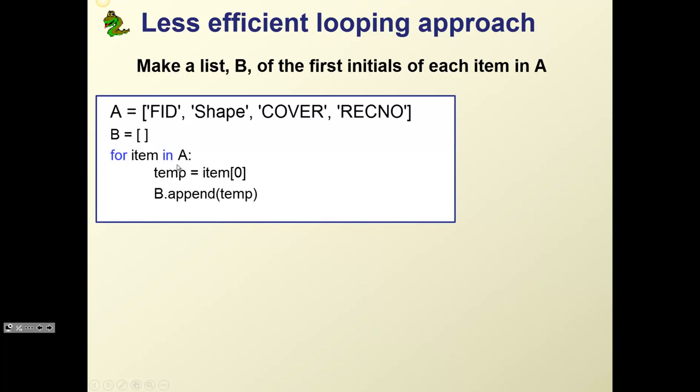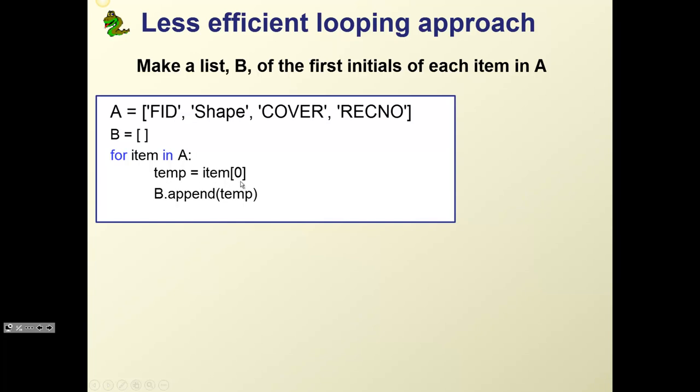In this loop, I'm saying for item in A, so A is going to have FID, then shape, then cover, and recno. Item is going to become FID, shape, cover, and recno. It's going to loop through and point to each of those in turn. And what is this line doing? Indexing into the first position of item.